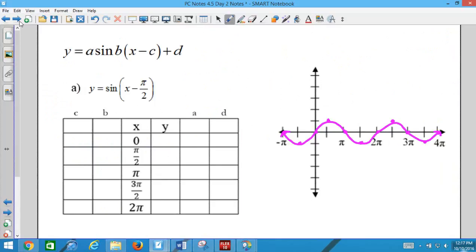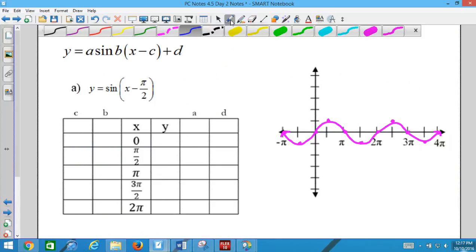The next two, you do not have to graph, but I've graphed them just so I can show you what's happening. For this one, we have which value? C. All right, that's a C value.